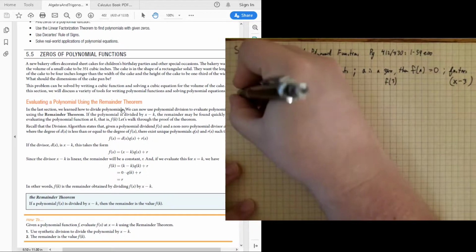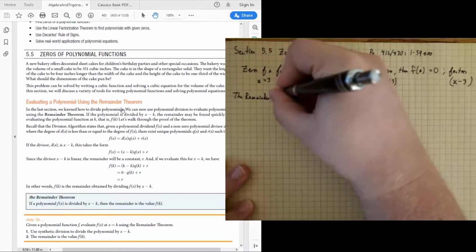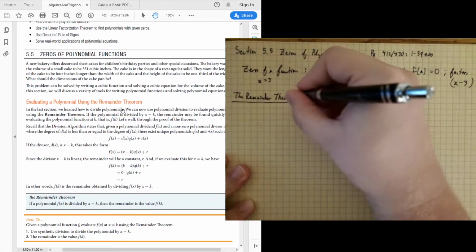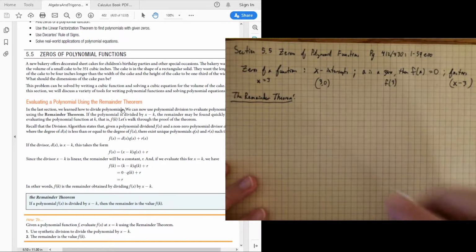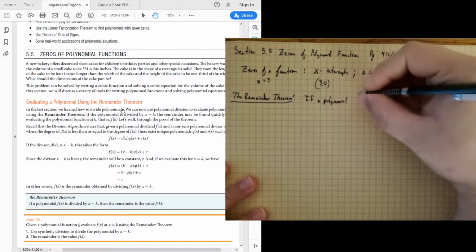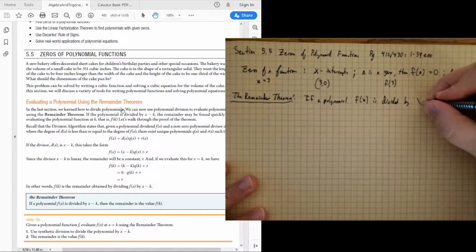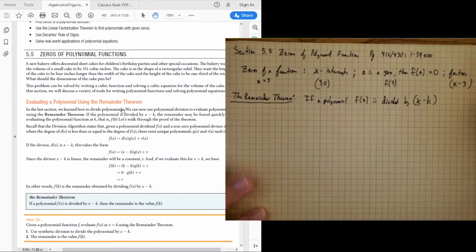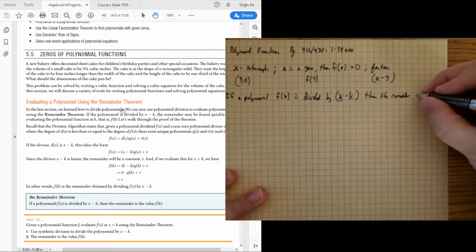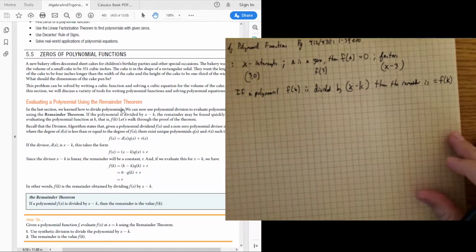Okay, now let's talk about our first big theorem, which is called the remainder theorem. Now, the remainder theorem states that if a polynomial, call it f of x, is divided by x minus k, then the remainder is equal to f of k. F of k. What does this actually mean?